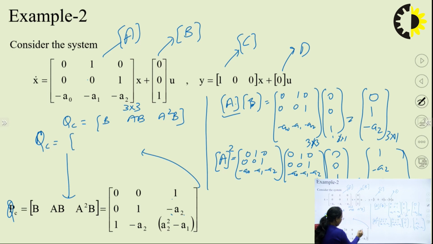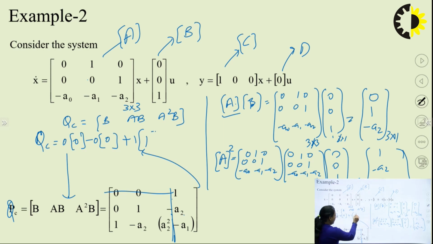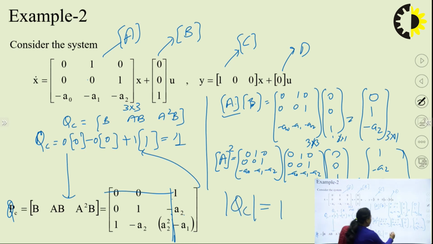So this determinant will be 0 into something is 0 only, okay, and minus again 0 into something is 0 only, and now the last term is 1 into, so this is the term, then it comes out to be 0 minus 1, okay, 0 with this 1 minus 0. So it is basically coming out to be 1. So determinant of QC here is equal to 1, which is not equal to 0. Since the determinant is non-zero, this system is controllable, absolutely controllable in nature, okay.